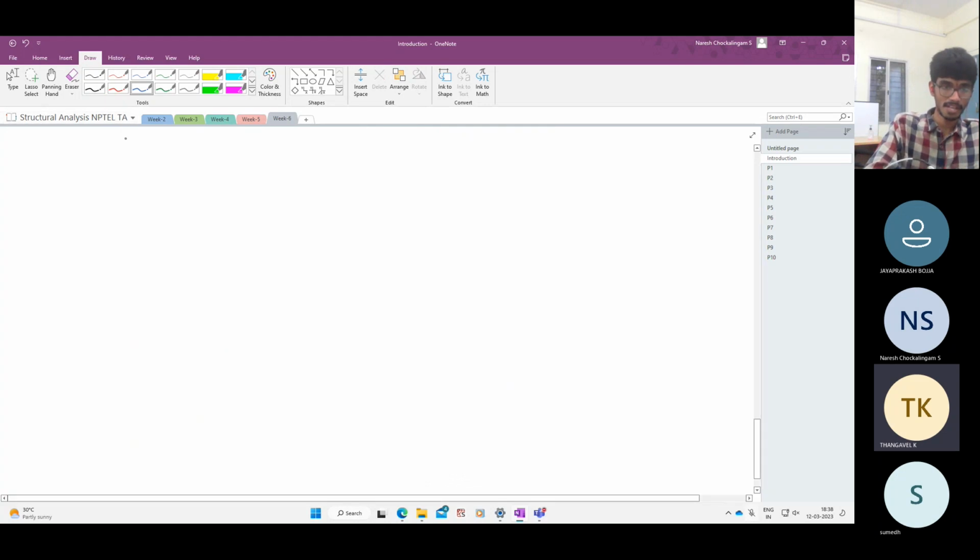So coming to this point, I was saying that the number of unknowns is more than the number of equations, and what we need extra is compatibility conditions.